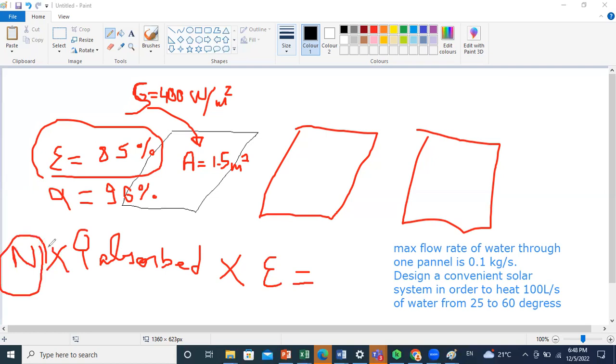Okay, now Q absorbed for each panel, so Q absorbed per panel is equal to alpha times G times the area of each panel, area of P. So we have alpha, we have G, we have the area of the panel, we have the efficiency of the system. We are just looking for the number of panels to use, equal to the other side.